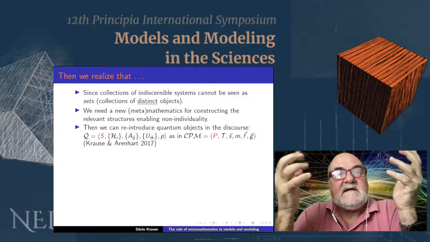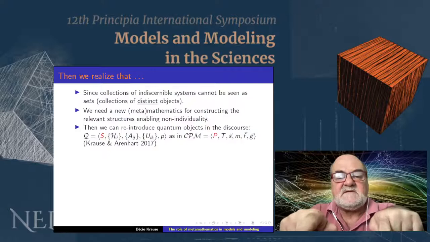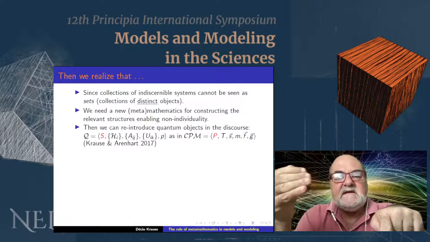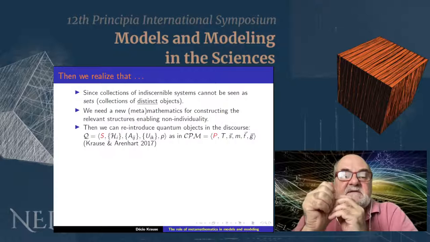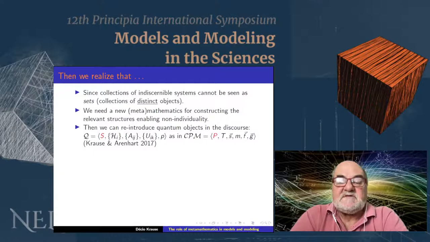And now I am giving a particular sample case. Dealing with a metaphysics of non-individuals, in this case, I strongly believe that we need a different mathematics, that is, a metamathematical construct, so that the non-individuality can be put to work. Then we can reintroduce quantum objects into the discourse.